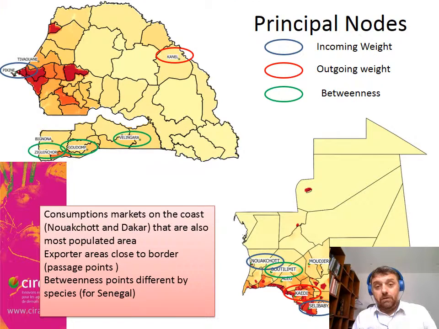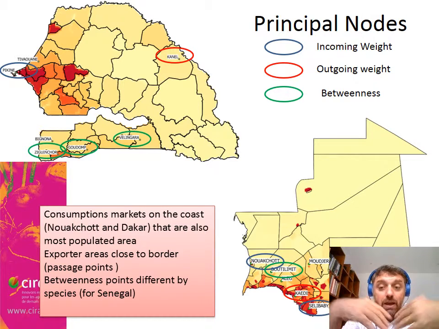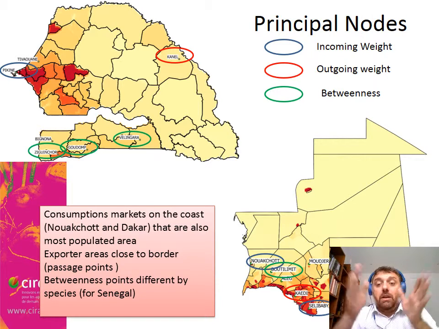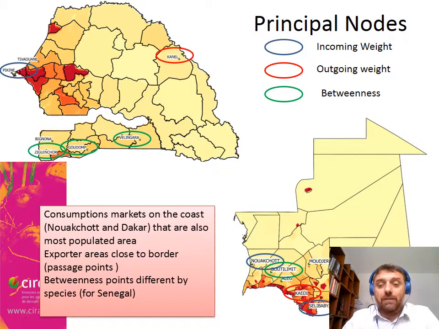Now, these are, for example, representations of the nodes with highest incoming weight, as I told you, the number of animals going toward a certain point, or outgoing weight, the number of animals leaving a certain area, and then the betweenness, that is the centrality, the importance of the node.